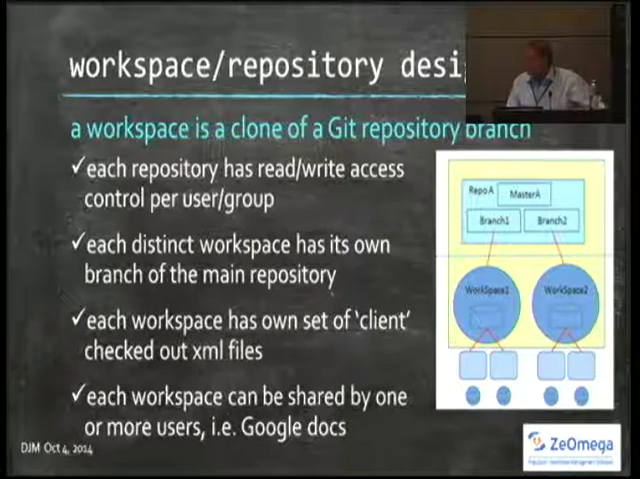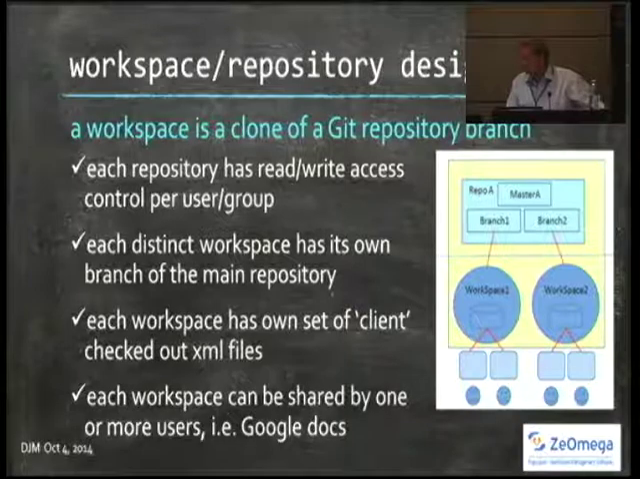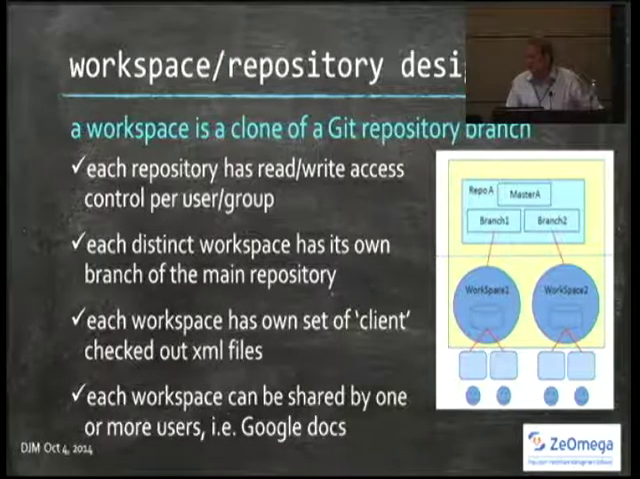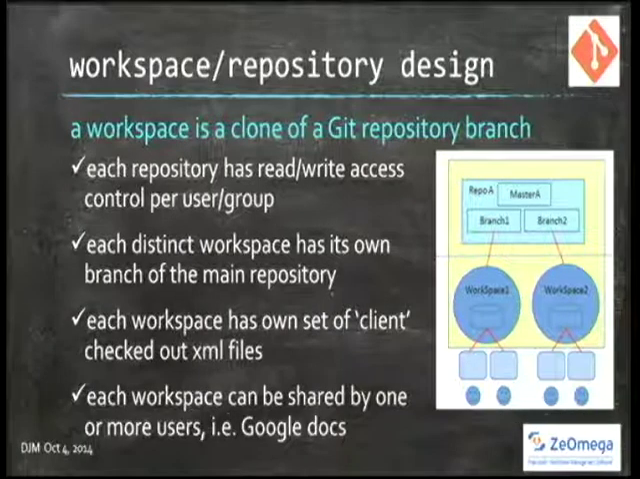And each workspace has a set of client files checked out. So you could say, check out a particular tag, so you could look at an older version if you needed to. Each workspace can be shared by one or more users, like Google Docs. So this is the grand design here. And again, the picture is another way of looking at how workspaces and repositories are related to each other.